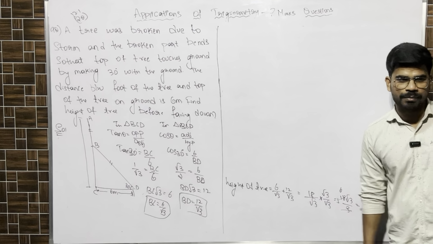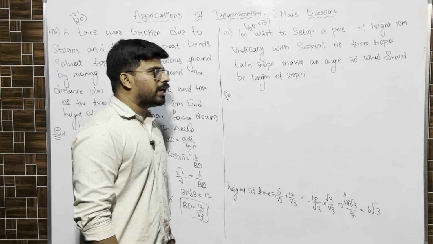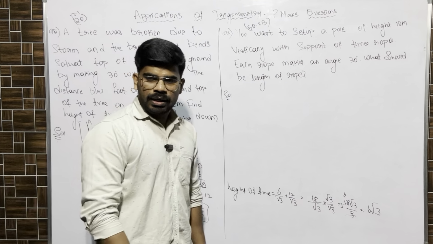We have to put this pole on the ground vertically and give support with the help of 3 ropes, and each rope should make an angle of 30 degrees. What should be the length of the rope? You have to find the length of the entire rope. Let us understand that in a practical way.